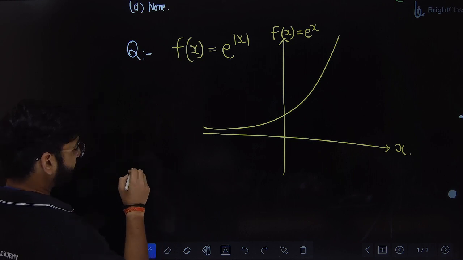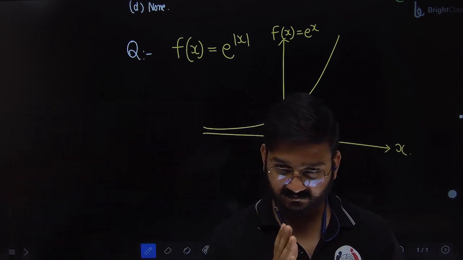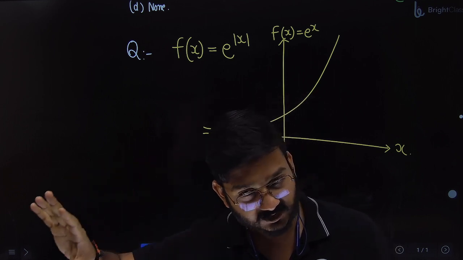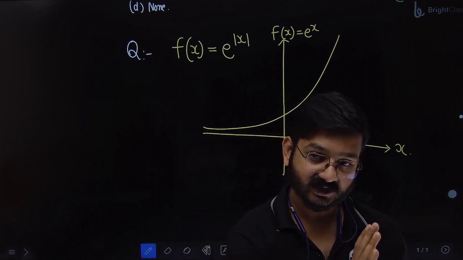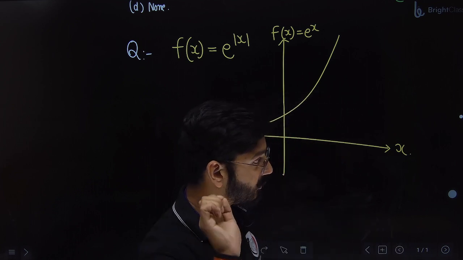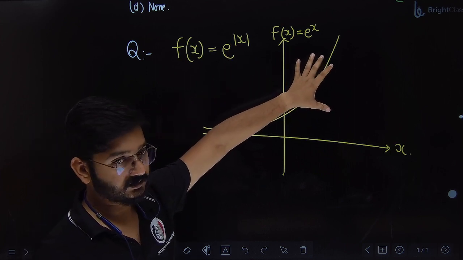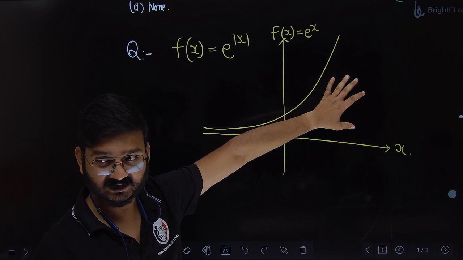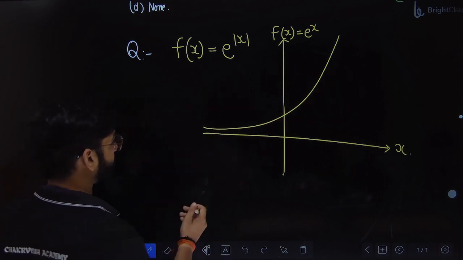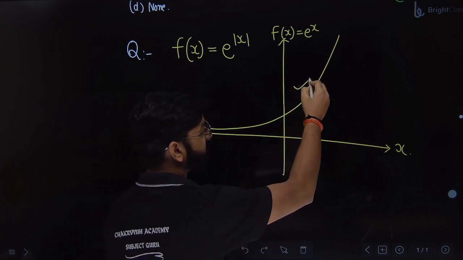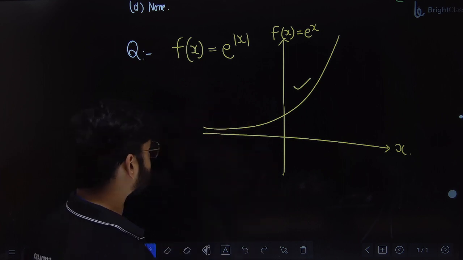What I told you is that whenever mod is on the input, the graph which is on the positive side of the x-axis, the same graph will be on the negative side. I'm repeating the statement again. When mod is only on the input, whatever is the shape on the right side, meaning the positive x-axis, the same will be copy-pasted. So what is the shape on the right side? This one. So the same shape will be replicated on the left side.